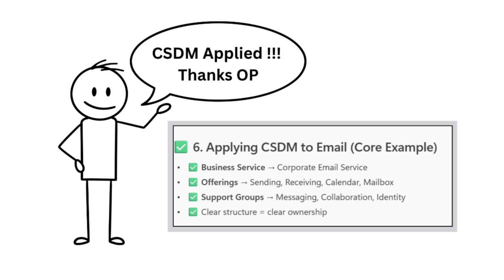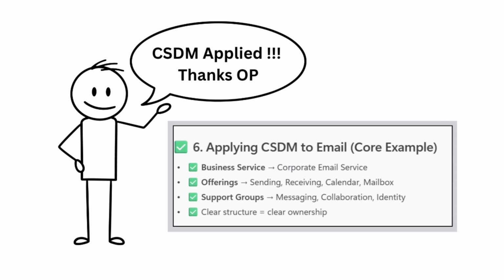After breaking down into service offerings, we have the support groups which have to tie with each service offering. Like for email sending or receiving, we have the messaging support group. For calendars, we have collaboration teams. For mailbox, we have the identity team. So this is the exact structure which we were looking for, and this structure is what makes everything clear.